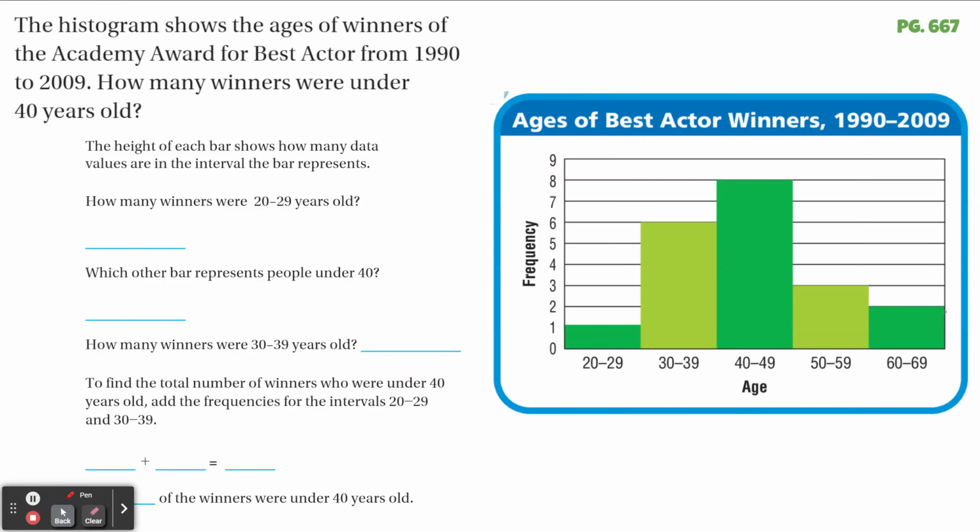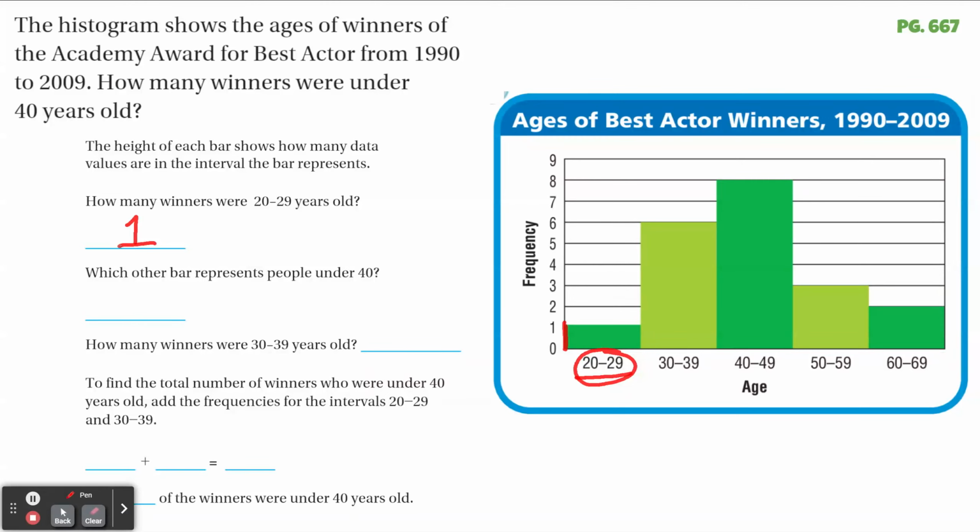In order to answer our question, we need to interpret the information that is shown in this histogram. So the first thing we're going to look at is how many winners were between 20 and 29 years old. To do this, we're going to start by looking at this 20 to 29 interval age group right here. I'm going to look at the bar that's right above this value, and I'm going to see that it goes up to the frequency of 1. So that tells me that there was one winner who was between 20 and 29 years old.